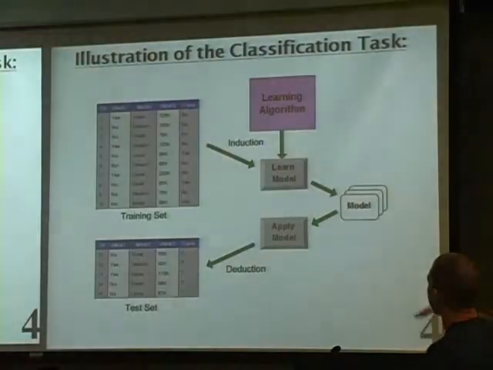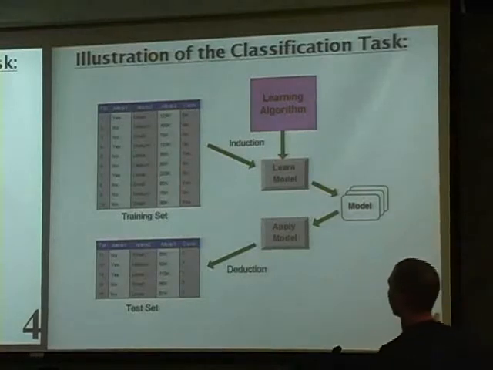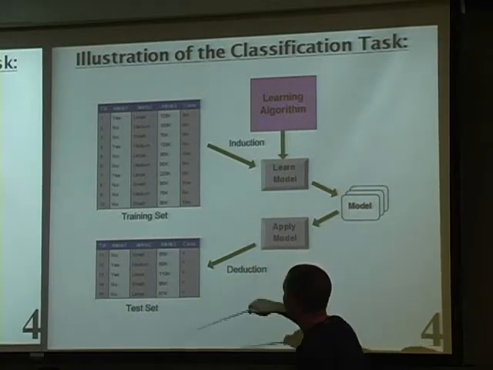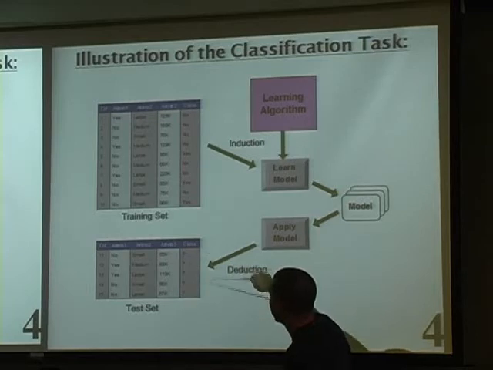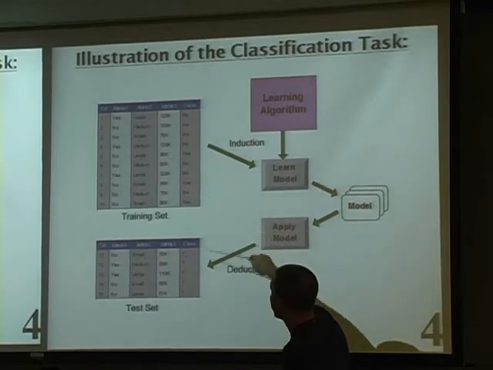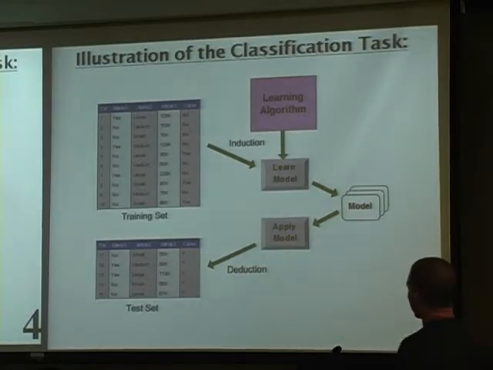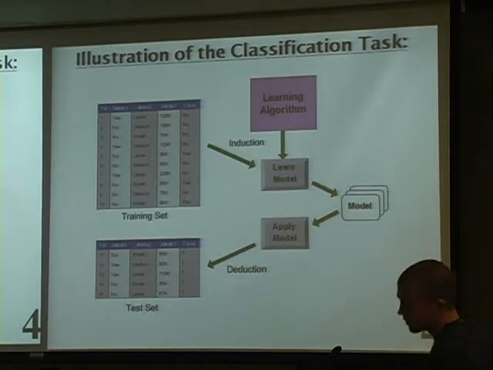So this is sort of a pictorial representation of what's going on. I learn a model on the training data, okay? Then for each one of these new observations, I can fill in the class based on the model I learned on the training data and see how accurately I can perform. So that's sort of the pictorial representation.